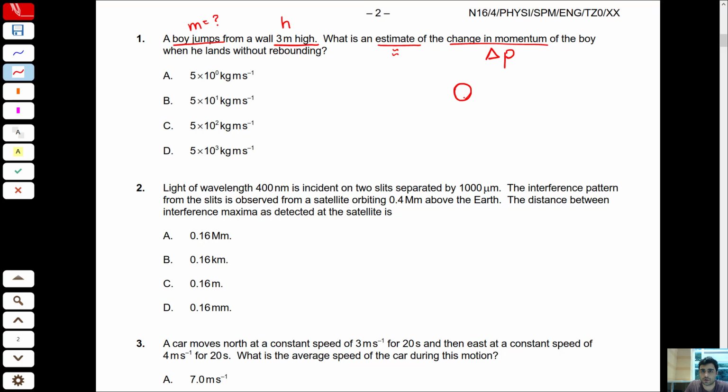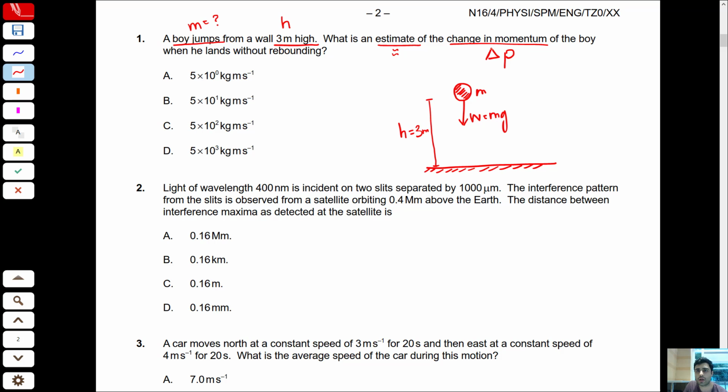The situation here is that there is a boy here and he has some mass which is unknown, and this is the ground, and we have a height of h, and this h is 3 meters. Okay, so on this boy there's a weight, and that weight is given by mg.